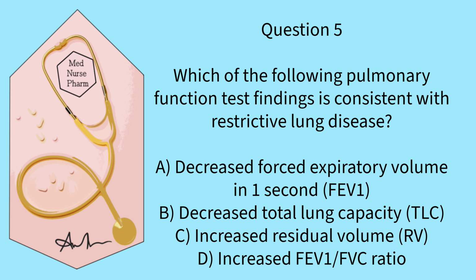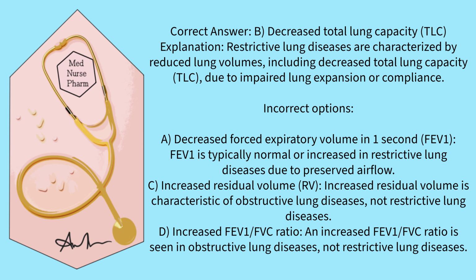Question 5. Which of the following pulmonary function test findings is consistent with restrictive lung disease? Decreased forced expiratory volume in 1 second, decreased total lung capacity, increased residual volume, increased FEV1/FVC ratio. Pause the video and select your answer. If you chose option B, you are correct. Decreased total lung capacity. Restrictive lung diseases are characterized by reduced lung volumes, including decreased total lung capacity due to impaired lung expansion or compliance.